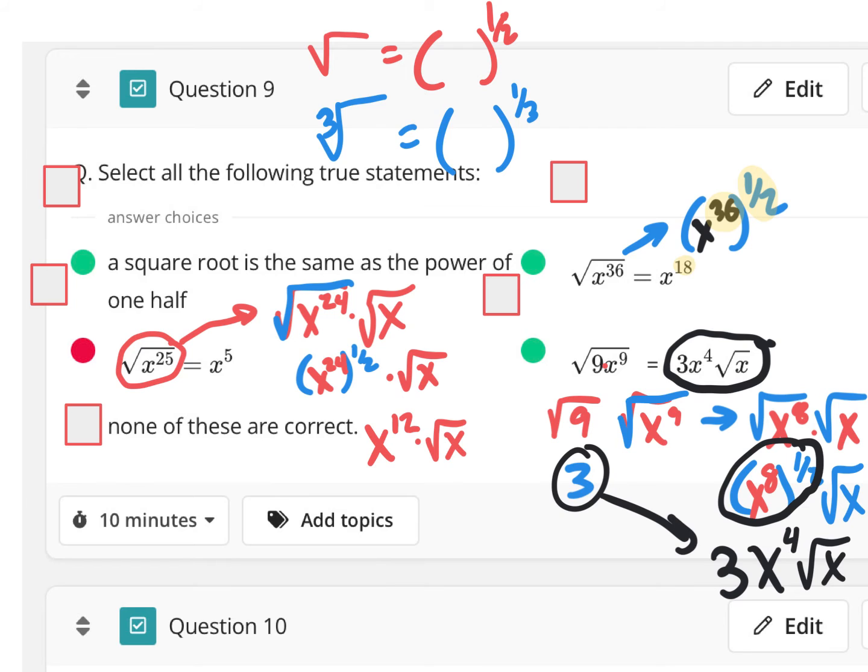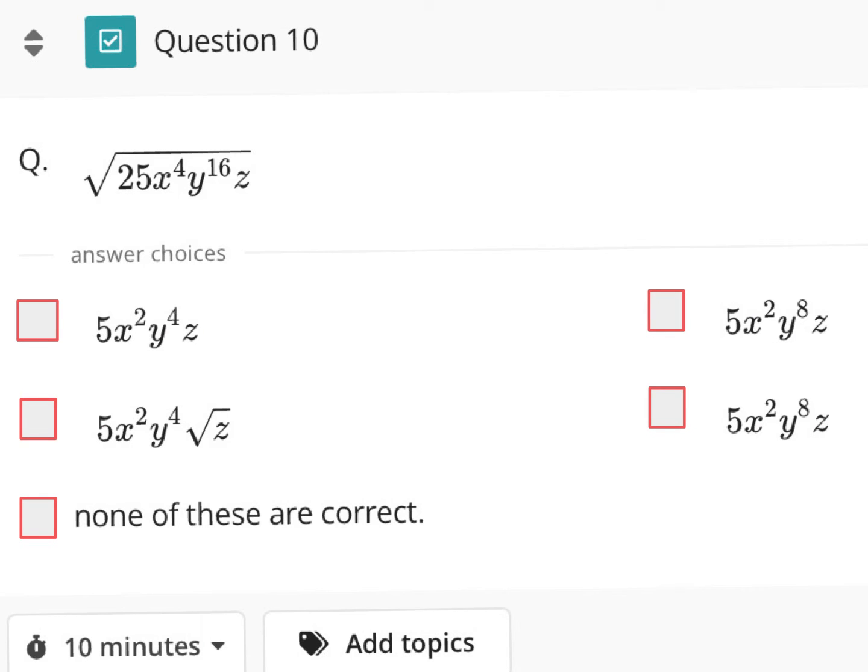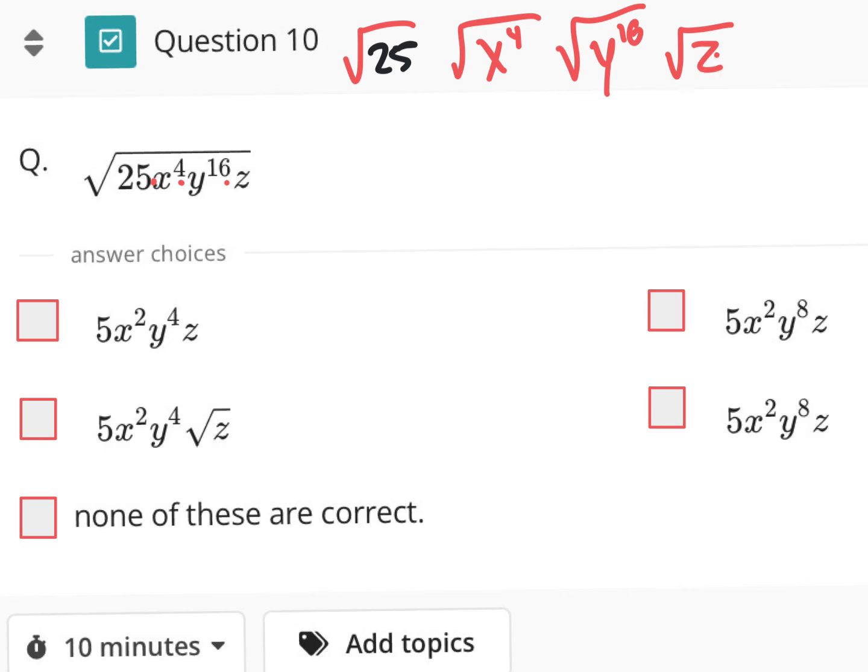Let's move on. So we need to be comfortable with simplifying square roots by this time. So it's simple as this. If you have nothing but multiplication inside your root, you could split all your terms and put a square root on each of them. That's what I'm going to do. I'm going to put the square root on the 25. I'm going to put the square root on the x to the 4th. I'm going to put the square root on the y to the 16th and the square root on the z.